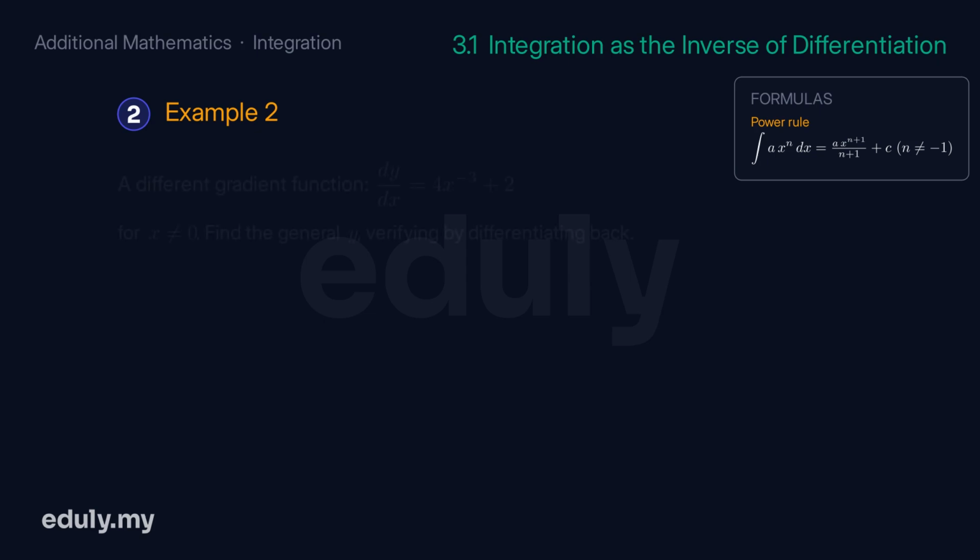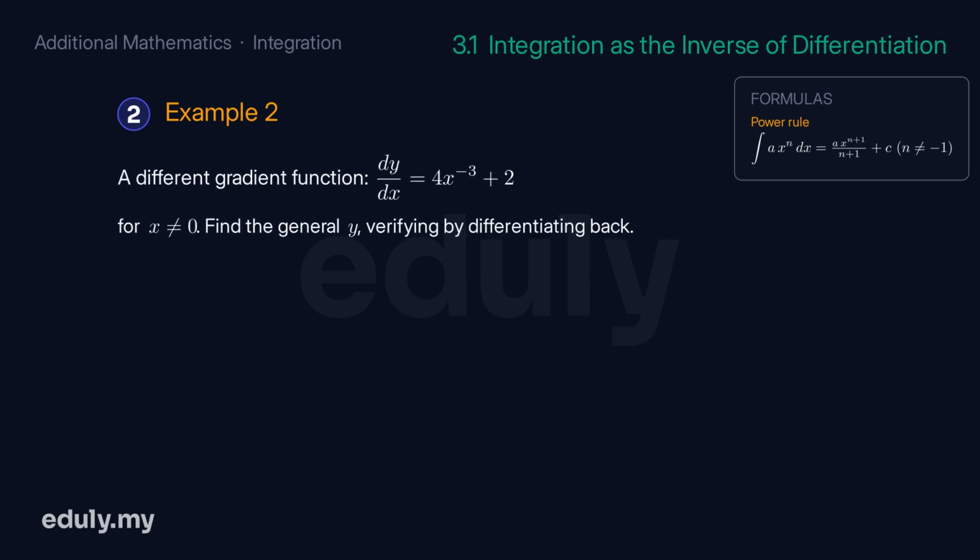A different gradient function is given as dy over dx equals 4x to the power negative 3 plus 2 for x not equal to 0. Find the most general expression for y in terms of x and verify by differentiating back.